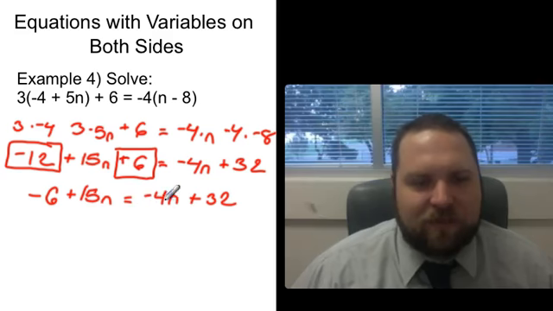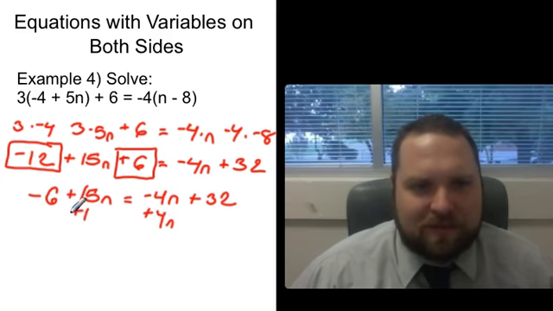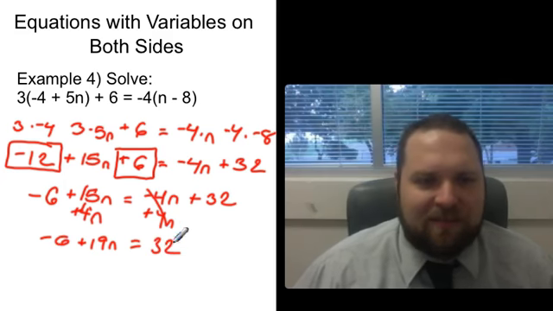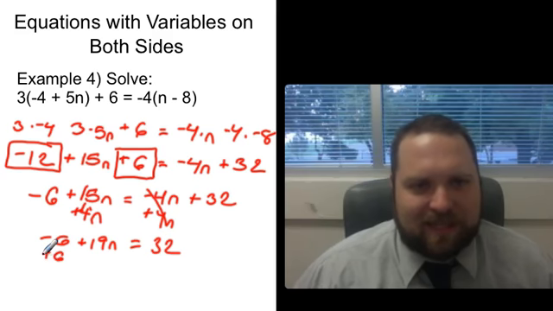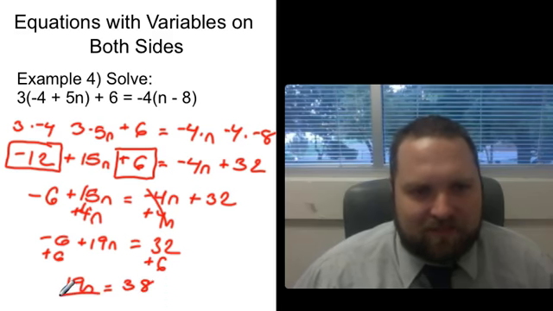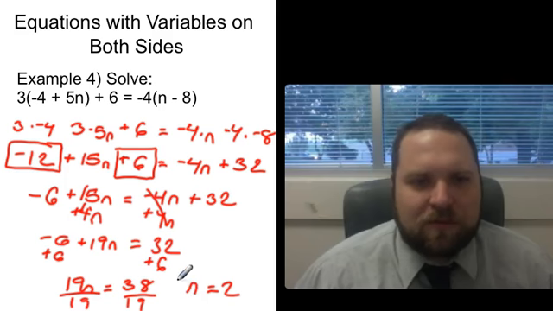15n is bigger than -4n, so I'm going to gather them all to this side, which means I eliminate that -4n by adding 4n to both sides. So I get -6 plus 19n equals, these cancel, and I get 32. Now my two-step equation becomes obvious. I can add 6 to both sides, and I find that 19n is equal to 38. And when I divide by 19, I find that n must equal 2.